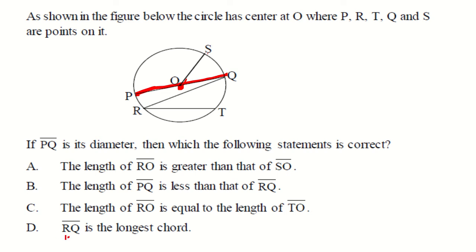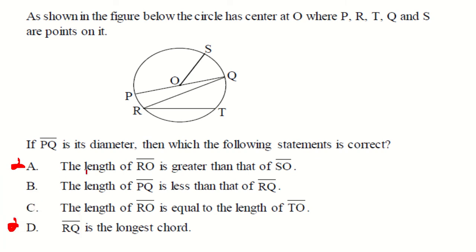Look, the choice is D. It says RQ is the longest, not RQ. The longest one is PQ, obviously, because the diameter. So PQ is its diameter. Then which of the following is correct? This is wrong, obviously. The length RO is greater than SO. RO means from here to here, and SO, both of them are radius. We can't say that. Wrong. A and D now, they are wrong.